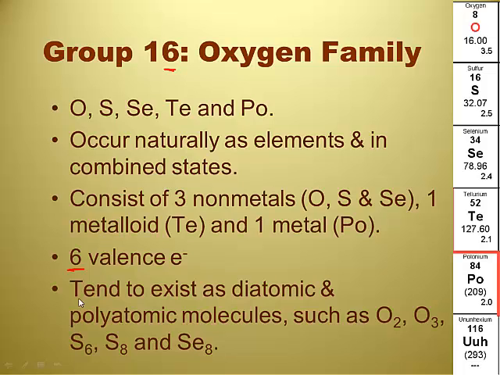We talked about the valence electrons. They also tend to exist as diatomics, and polyatomics also. So oxygen also comes as ozone, O3. One is oxygen gas and one is ozone, Z-O-N-E. We've also got S6 and S8, which are 2 different forms of sulfur, and Se8, which is a form of selenium. They don't like to come as single atoms.